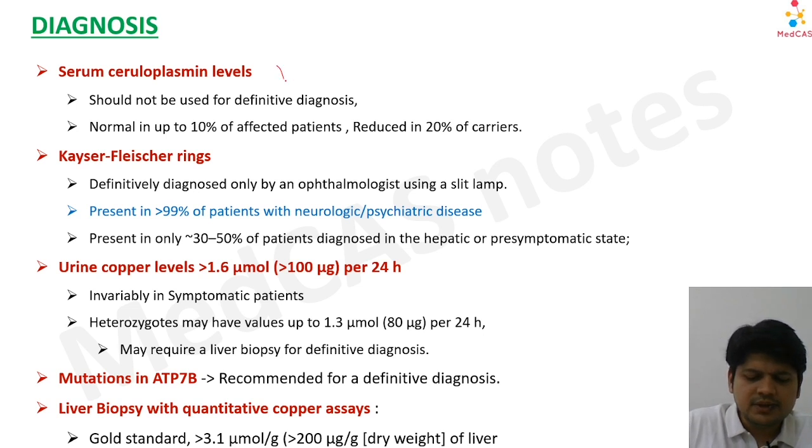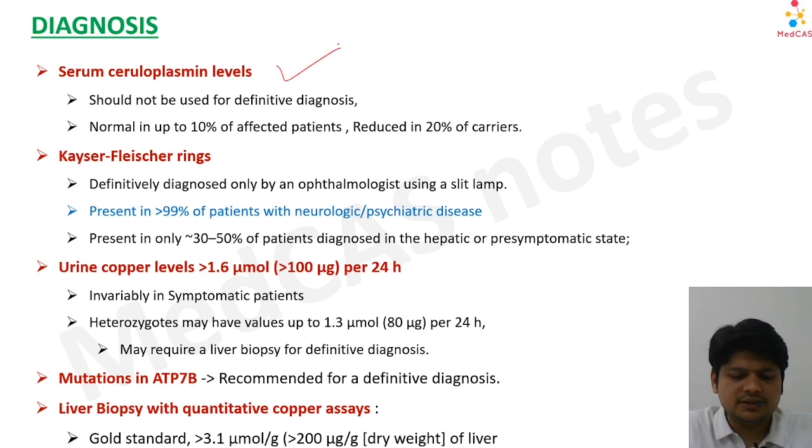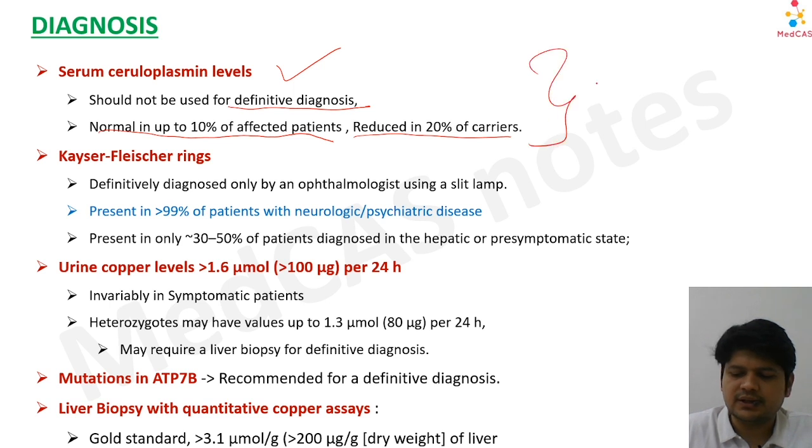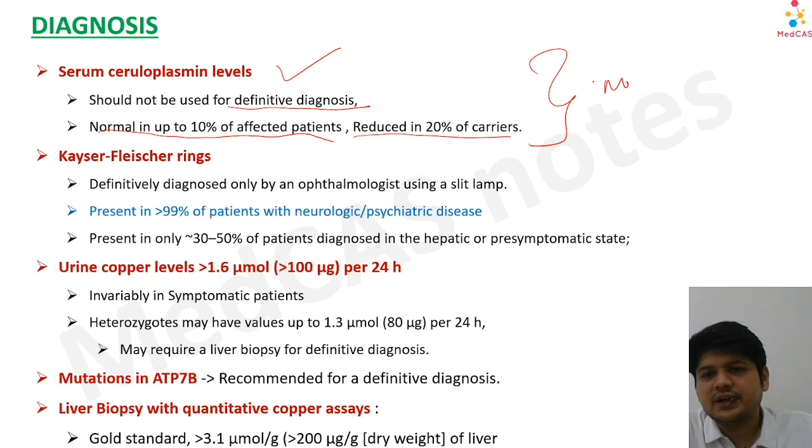So serum ceruloplasmin level should not be used for the definitive diagnosis. Normal in up to 10% of the affected patients, reduced in 20% of carriers even. So it is neither that sensitive nor that specific. It cannot really be relied on completely for the definite diagnosis. So that's the first investigation you were sending, serum ceruloplasmin, right?